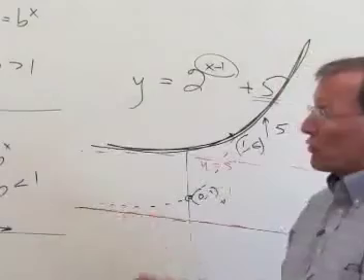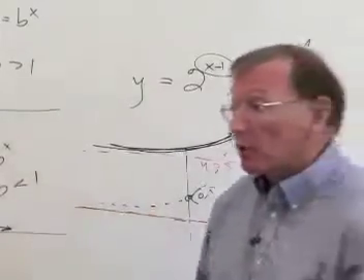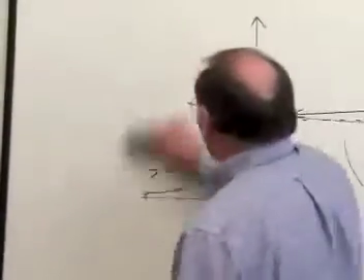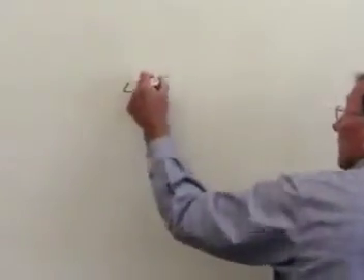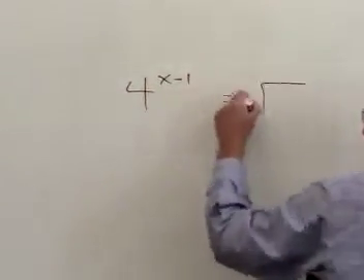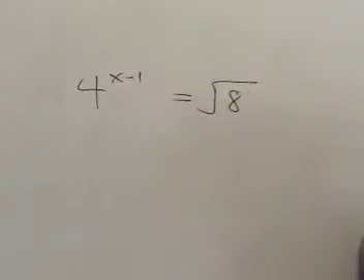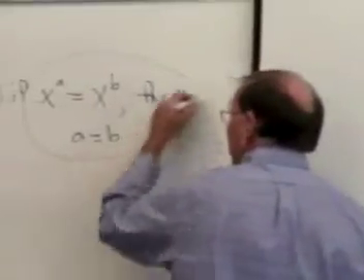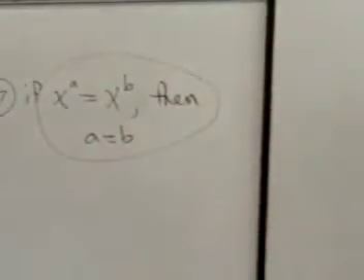Those are exponential graphs. What about exponential equations? Well, we started with equations that look like this. An equation of the type 4 to the x minus 1 equals the square root of 8. Now, at first glance, that looks like a very complicated equation, but we're going to lean on this fact, this property of exponents.